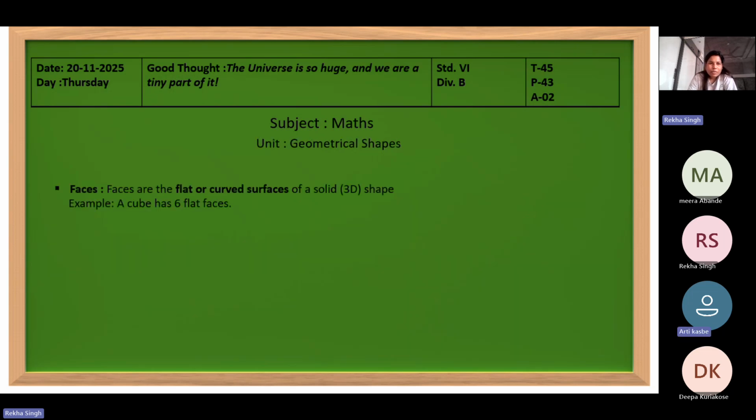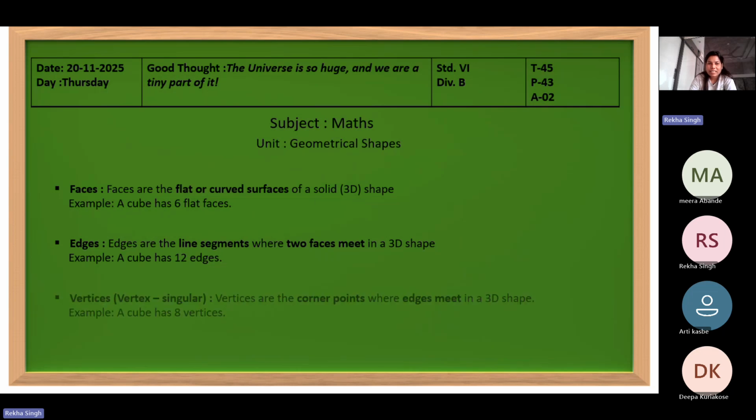So the next is faces. Let us see one by one what are faces, edges, and vertices. Few terms. Faces are the flat or curved surfaces of a solid 3D shape. Example, a cube has 6 flat faces. The next is edges. Edges are the line segments where two faces meet in a 3D shape. Example, a cube has 12 edges.